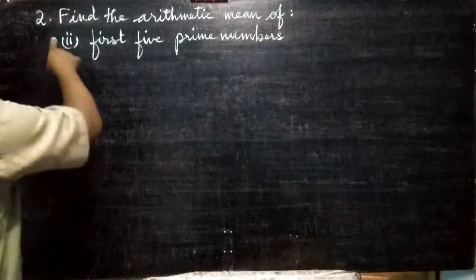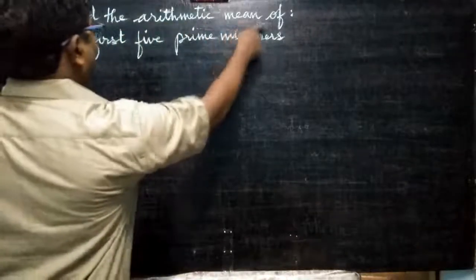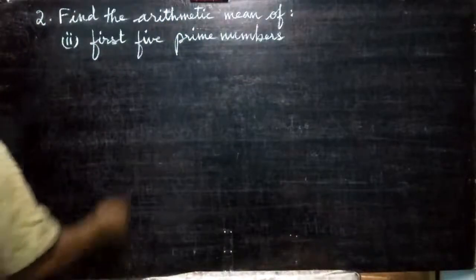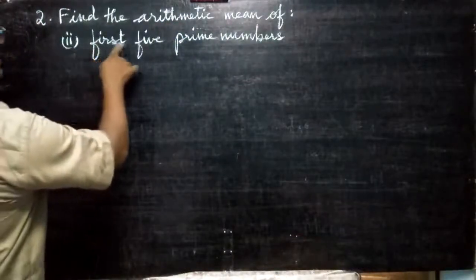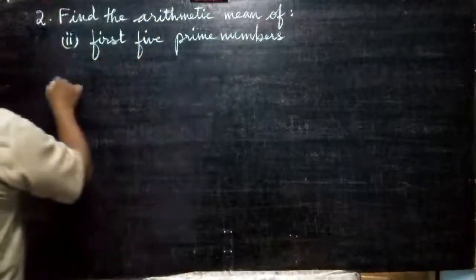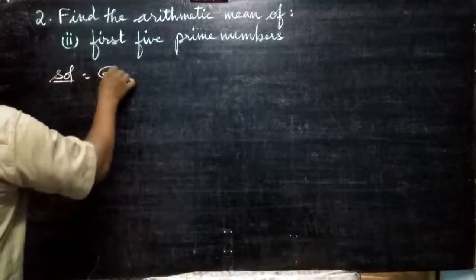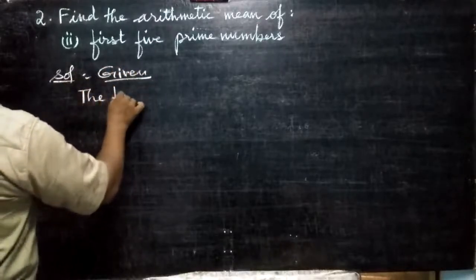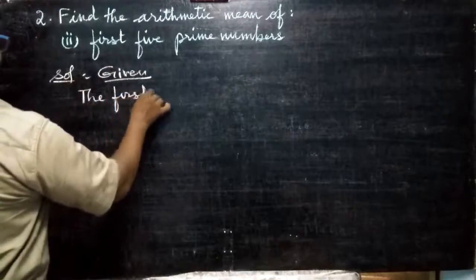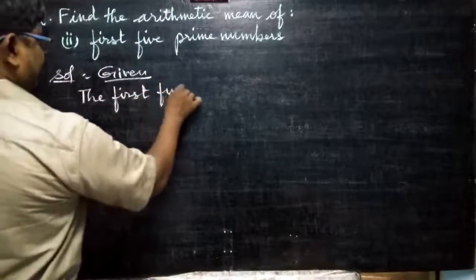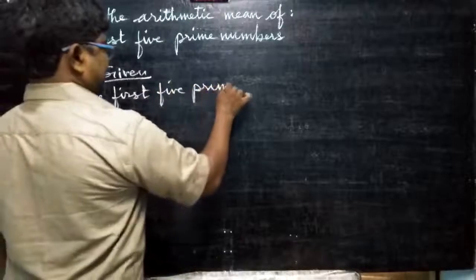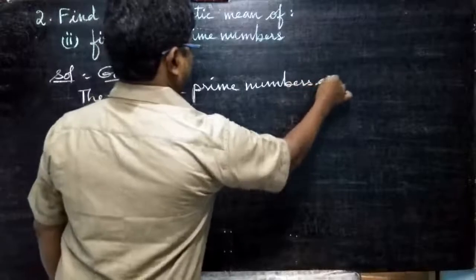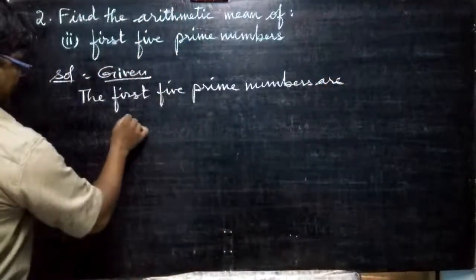Second problem. Find the arithmetic mean. Mean or arithmetic mean, both mean the same. Arithmetic mean of the first 5 prime numbers. Solution given. The first 5 prime numbers are, what are the first 5 prime numbers?